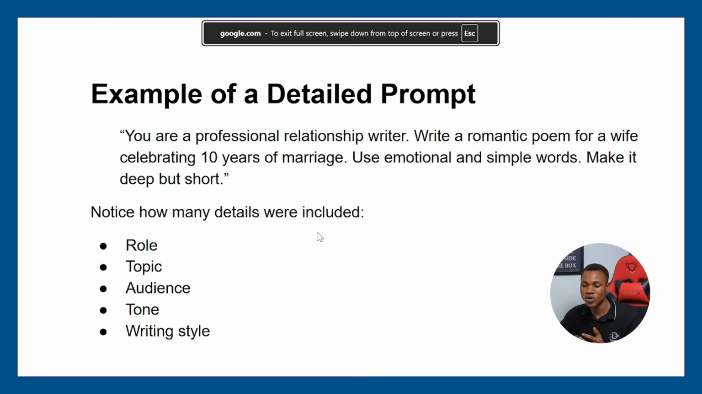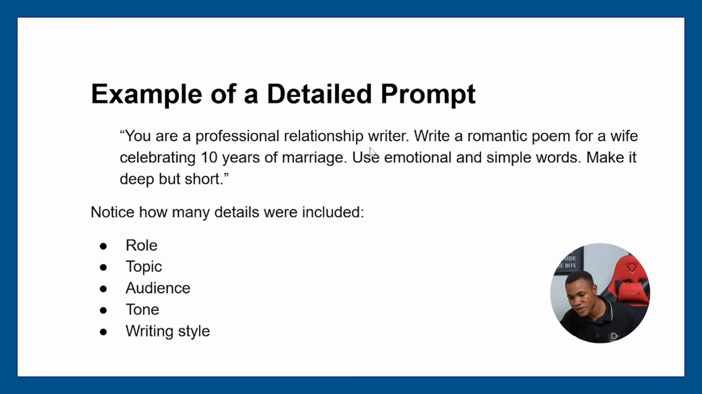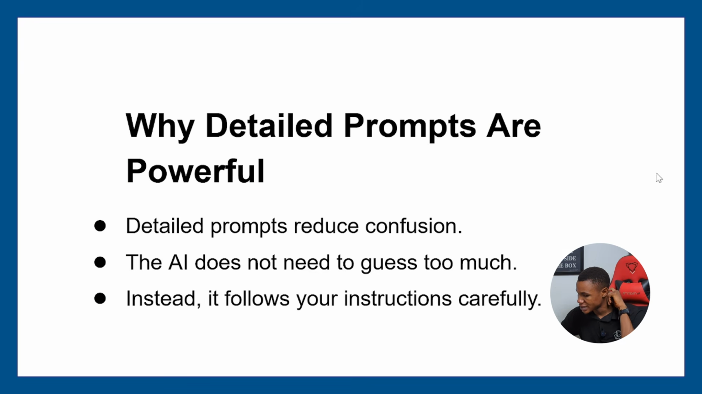So notice how many elements were included. You're a professional writer as a role. Write a romantic poem for a wife celebrating 10 years of marriage. This is a task. Use emotional and simple words. Of course, this is a rule. The only thing that is not here is the context, that's the background. But I think the context is here because we are celebrating 10 years of marriage. So that's context. So it now understands everything.